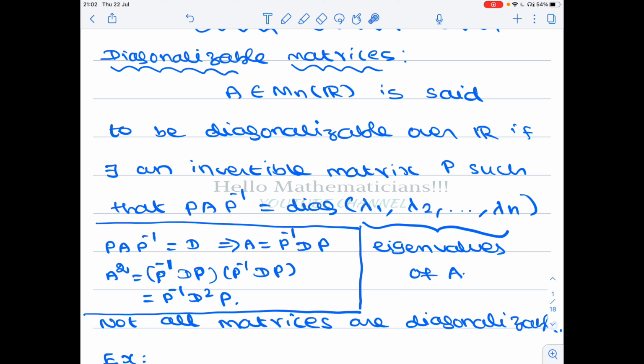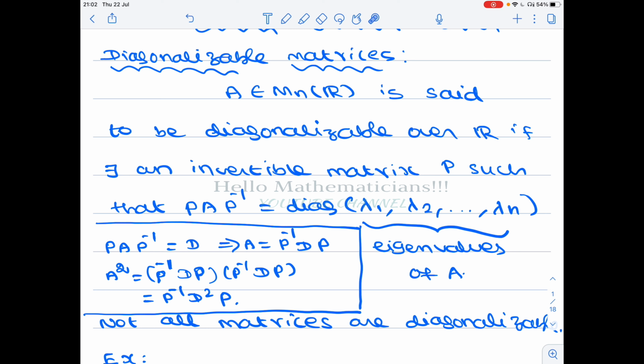Why? For example, if PAP inverse is equal to a diagonal matrix D, then A can be written as P inverse DP. Now A square is equal to P inverse DP into P inverse DP. The P and P inverse in the middle cancel out and we get P inverse D square P. Similarly, you can prove that A power K is equal to P inverse D power K P. So calculating the higher powers of A is reduced to calculating the powers of diagonal matrices, which is very easy. Then you have to multiply these matrices, but that is very easy to do.